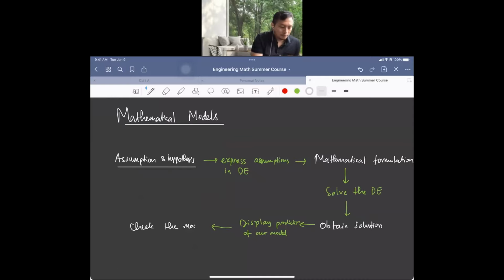And then check the model's predictions with some facts or known values. And if there is maybe some error or some differences, then we can tweak our assumptions. Maybe we have wrong assumptions, not really clear. So maybe change assumptions a little bit. So change assumptions. And we are doing the cycle of modeling.